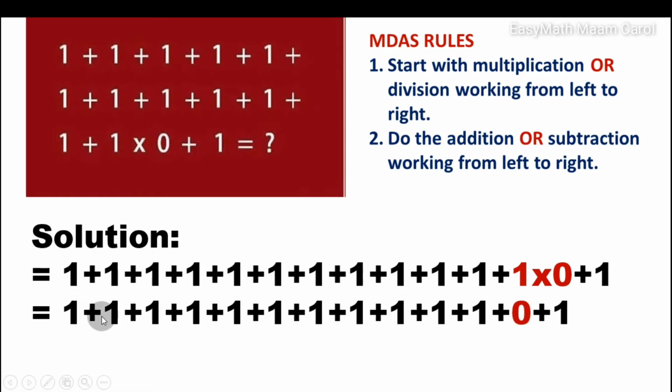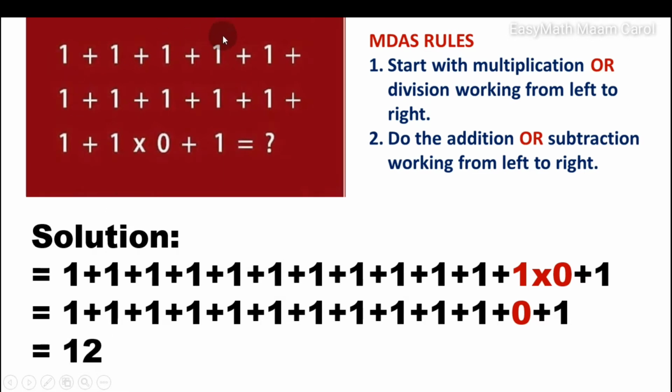So, again, we copied yung 11 na 1. And then, tapos may 0 tayo. Tapos yung nahuli na 1. And then, we will proceed with the second rule. Do the addition kasi wala naman tayong subtraction, diba? Proceeding from left to right. So, the final answer for this is 12.